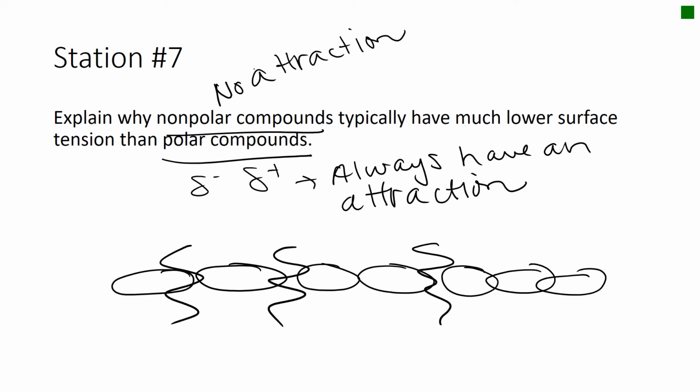So the greater the ability of these guys to have this attraction that will not break between them, the greater the surface tension. So if you think about something as always having a negative and always being attracted to something that always has a positive, that's going to be a lot stronger than something that does not have any attraction to one another.